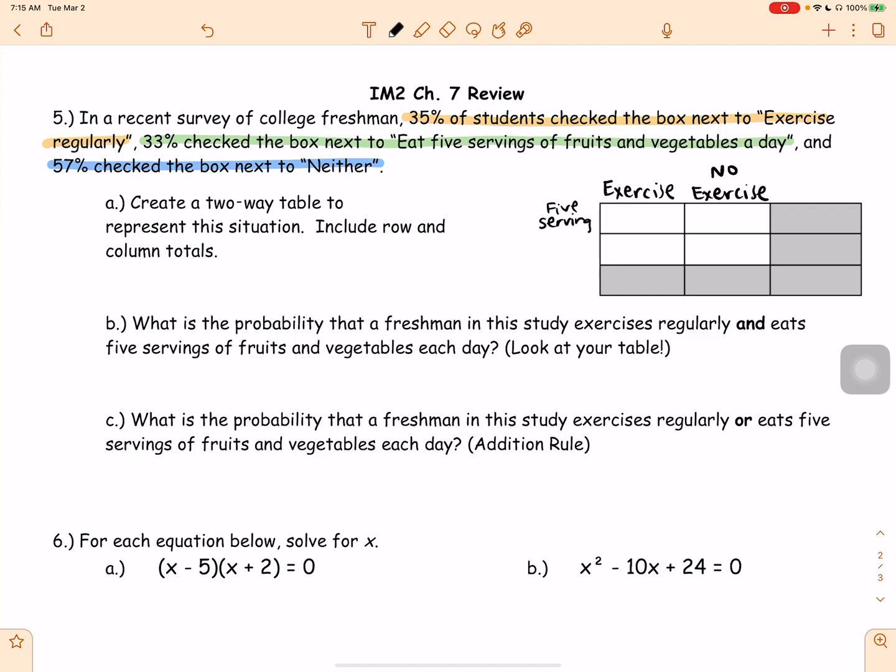5 servings. No 5 servings. And you guys know we're talking about 5 servings of fruits and vegetables, but just to save space, we'll simplify it like that. And then over here, of course, we have the totals of the rows and then the totals of the columns. Okay? So let's start filling in what we know.